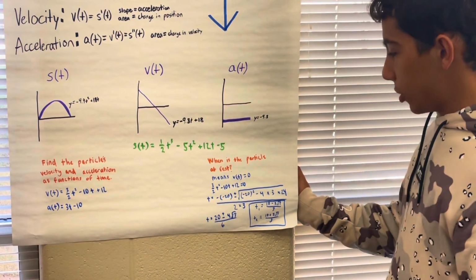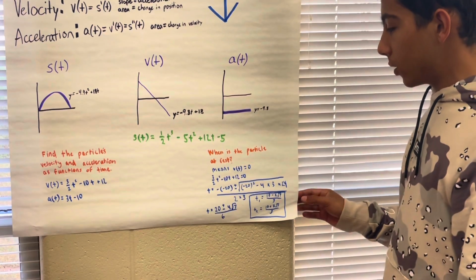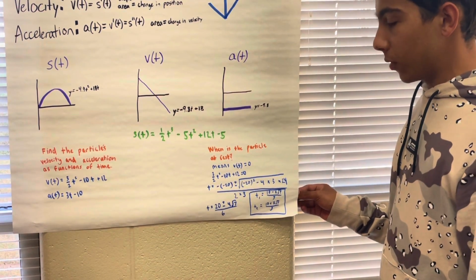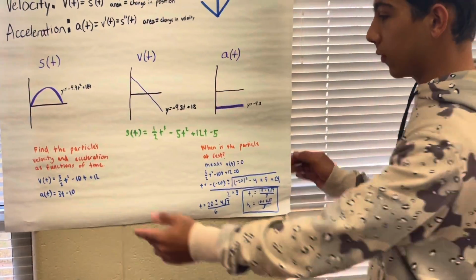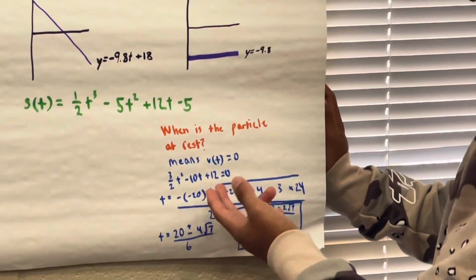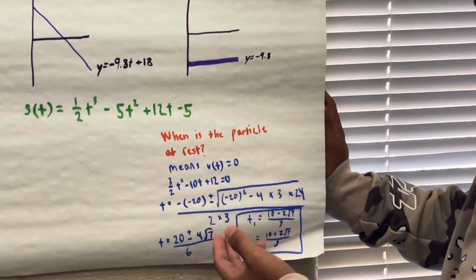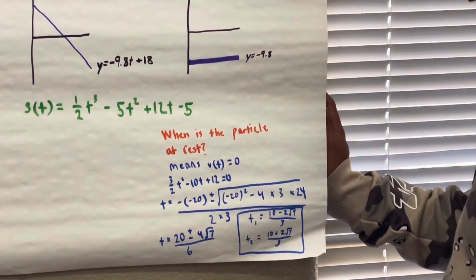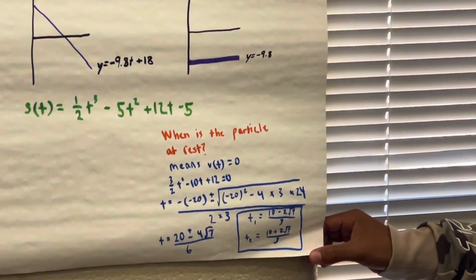And then our second question is, when is the particle at rest? So what this means is when the velocity is going to be equal to 0. So we already have our velocity equation, and then we just set that equal to 0. And now we have to solve for t. So here, we use the quadratic formula.